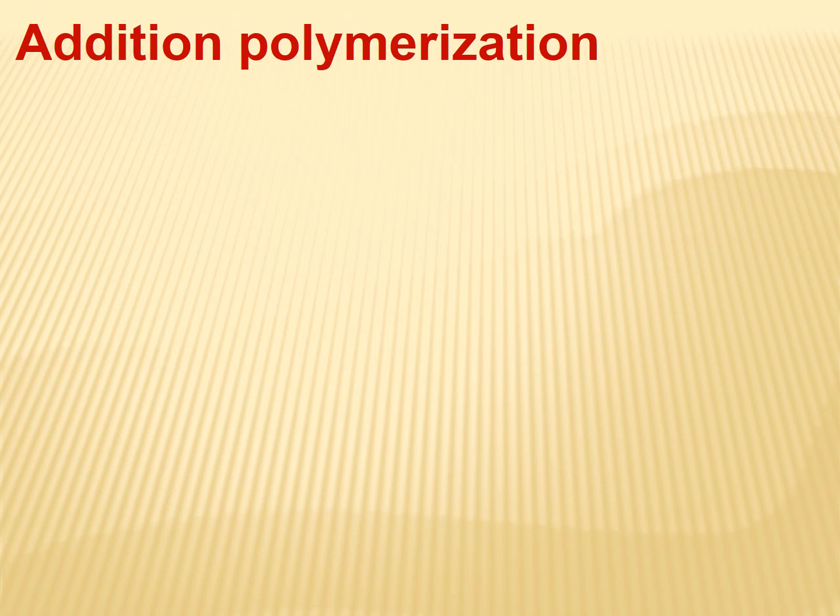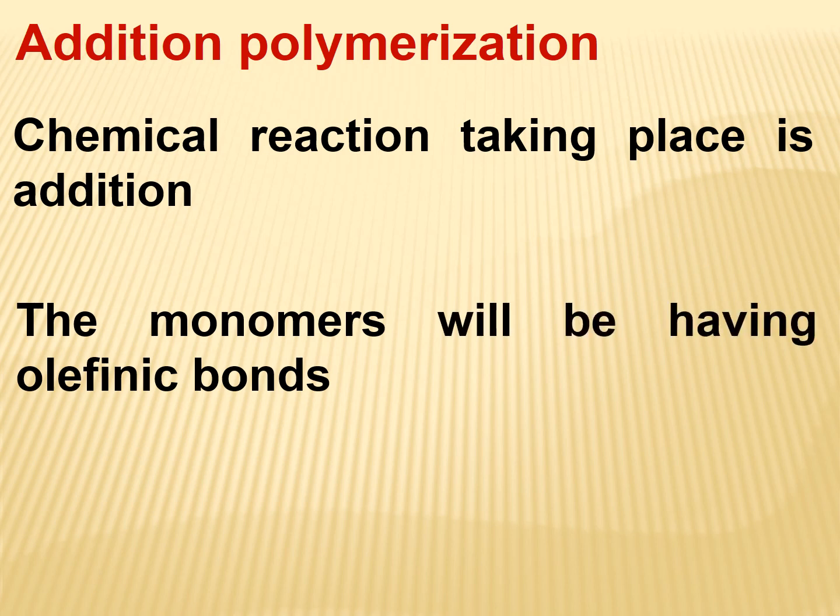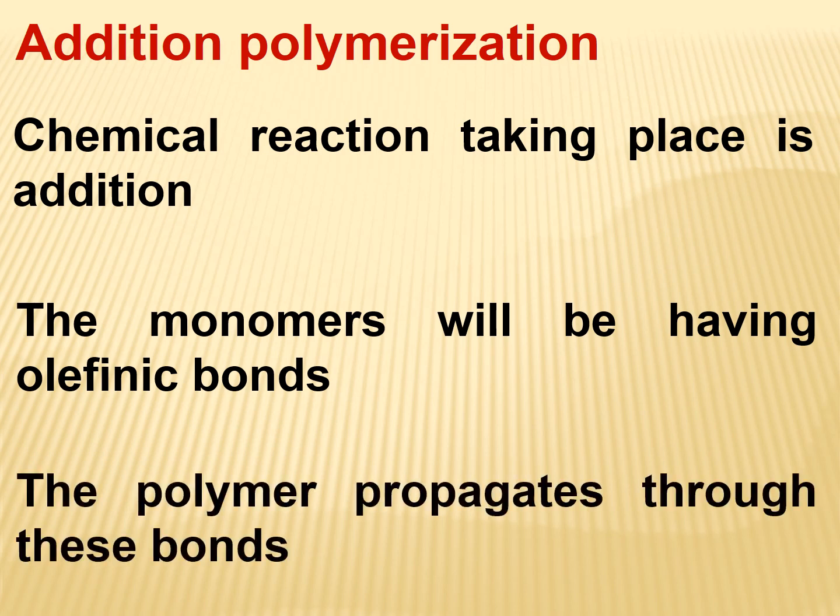In an addition polymer, the polymerization reaction taking place is addition. More than one monomers add up to give a polymer. The monomers will be having olefinic bonds. That is one peculiarity here. The monomers which are involved in addition polymerization have olefinic bonds, that is double bonds, and the polymer propagates through these bonds. The polymers are formed due to the rearrangement of these olefinic bonds.